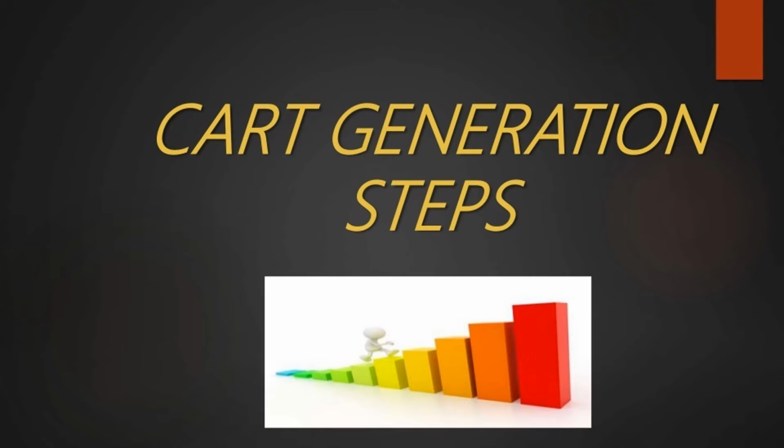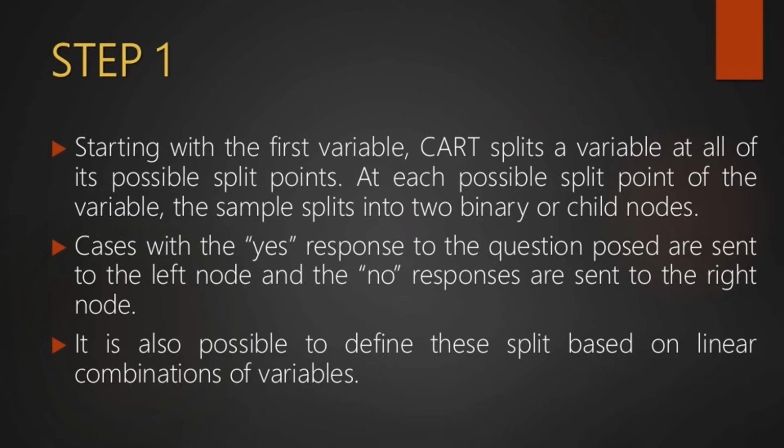Now further, we're going to evaluate the steps behind the CART generation. Step 1. Starting with the first variable, CART splits a variable at all of its possible split points. At each possible split point of the variable, the sample splits into two binary child nodes. Cases with yes responses to the question posed are sent to the left node, and the no responses are sent to the right node. It is possible to define this split based on a linear combination of variables.